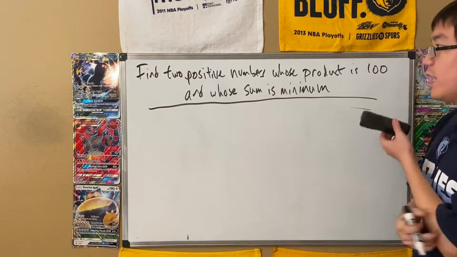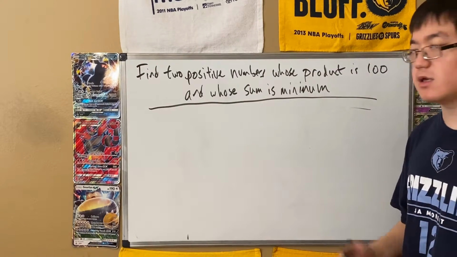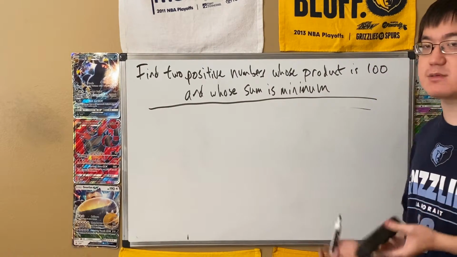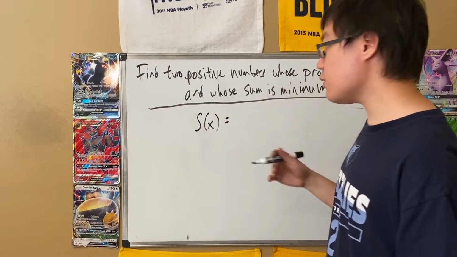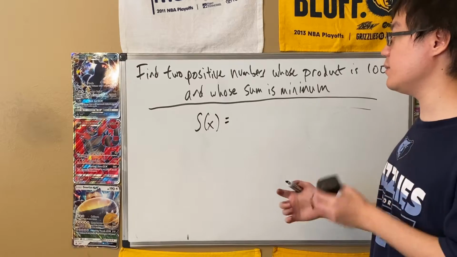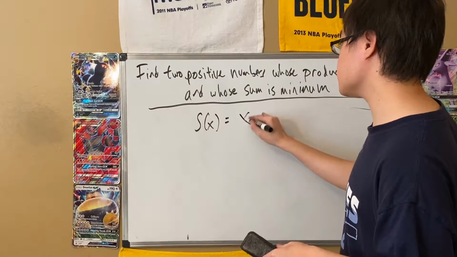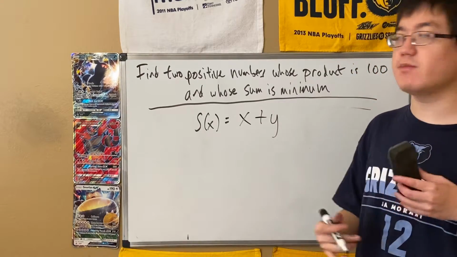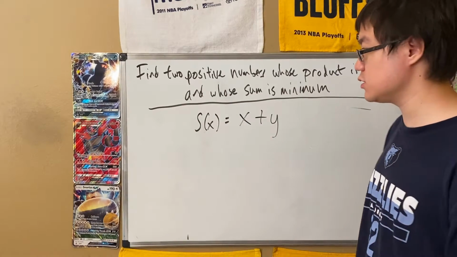So looks like we have sort of the same scenario here. We have some sort of constraint, and then we want to minimize or maximize a different thing. So I'm going to use S for sum. What are we trying to minimize in this case? Well, we're trying to minimize the sum. I'm going to use x's and y's just like normal. So it's going to be S equals x plus y, where x and y are my two numbers. Keeping in mind that x and y both have to be positive. Again, that's a key part of the question.